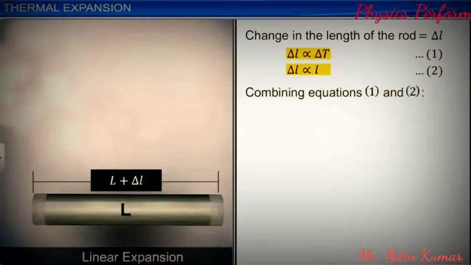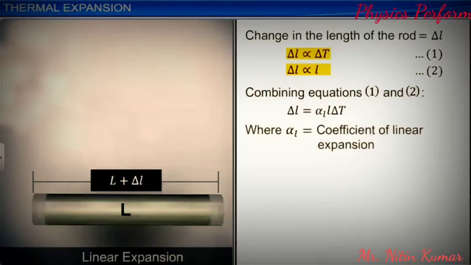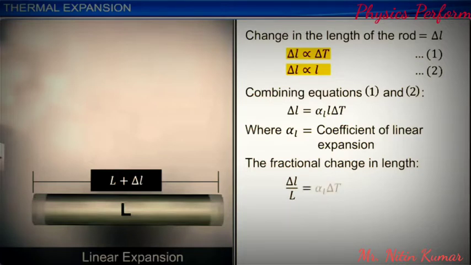Combining equations 1 and 2, we get the expression delta L equal to alpha L into L into delta T, where alpha L is the proportionality constant called the coefficient of linear expansion and is characteristic of the material of the rod. The fractional change in length, delta L by L, is equal to alpha L into delta T.